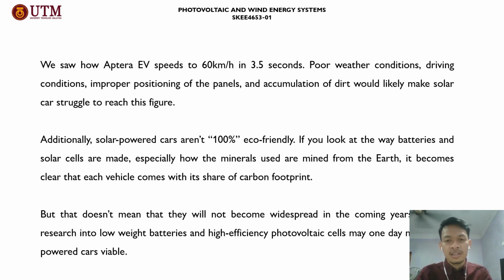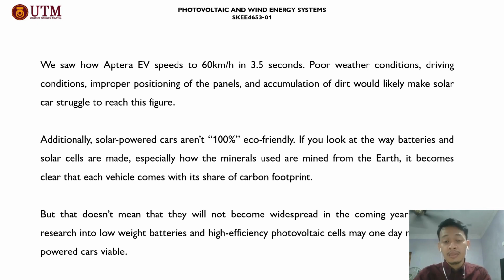So, in a nutshell, we saw how Aptera electric vehicles speed to 60 km/h in 3.5 seconds. Poor weather conditions, driving conditions, improper positioning of the panels, and accumulation of dirt would likely make solar cars struggle to reach this figure. Plus, solar-powered cars are not 100% eco-friendly.